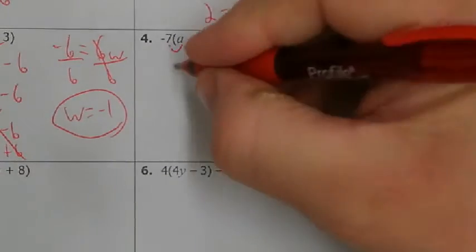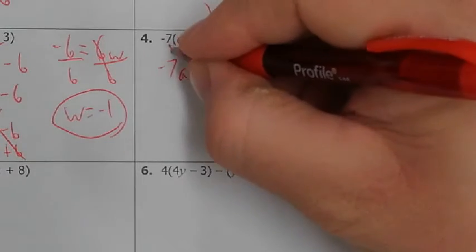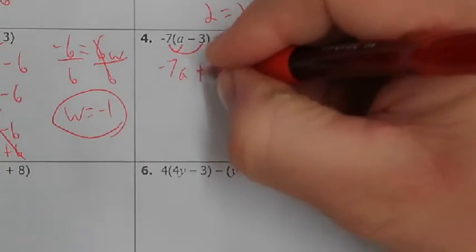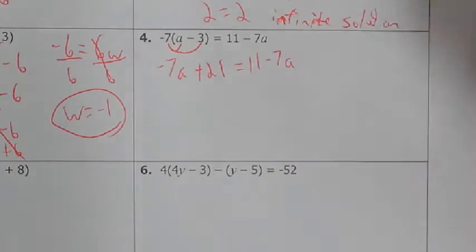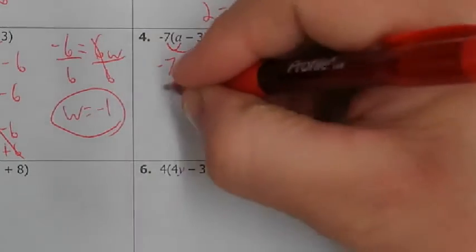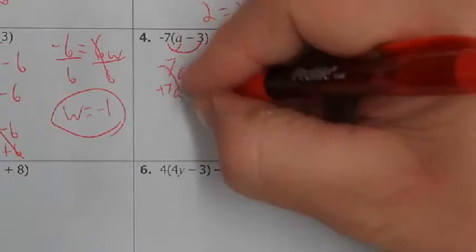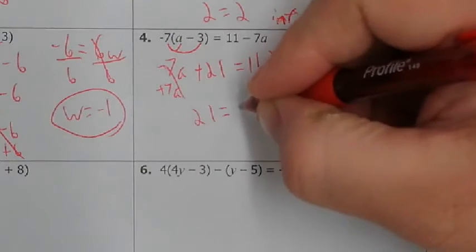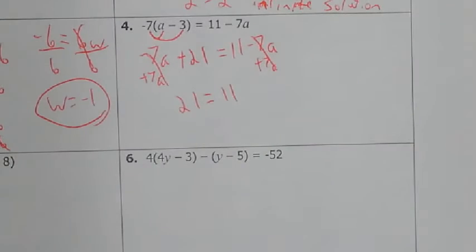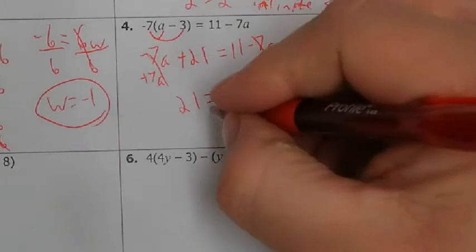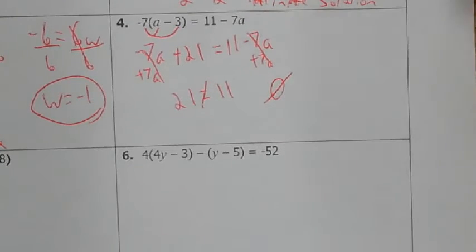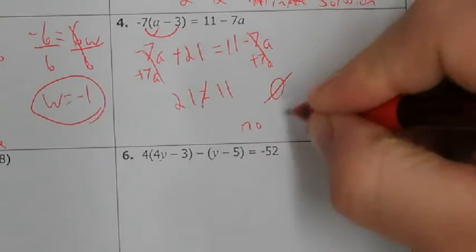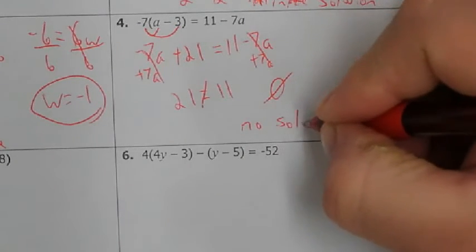So -7 times a is -7a. -7 times -3 is +21 because a negative times a negative is a positive. Then we add 7a on both sides. And you'll notice that the variables will cancel out. We'll get 21 equals 11. Now, what do y'all think? Does 21 equal 11? No. So what would the answer be? No solution. So either it looks like a circle with a line through it, or like on your test, I can't do that symbol. So it's going to say no solution.